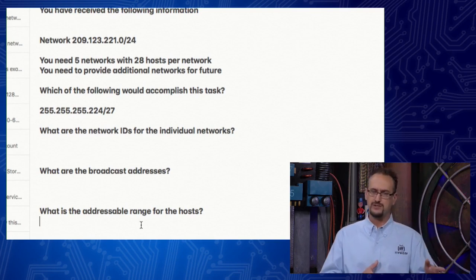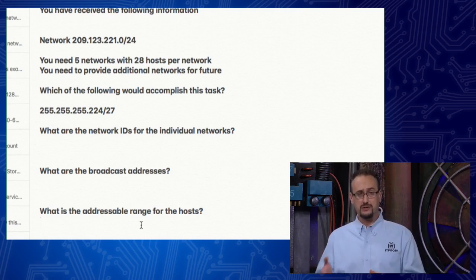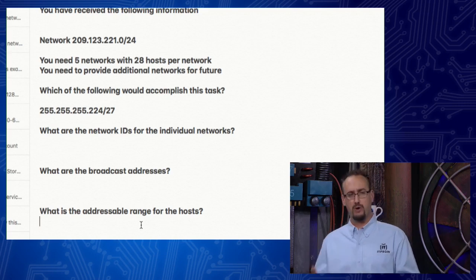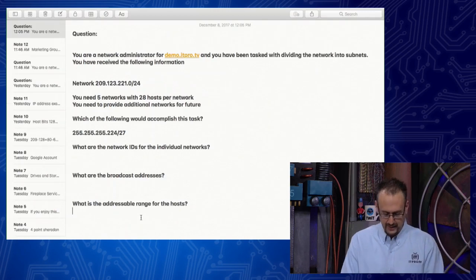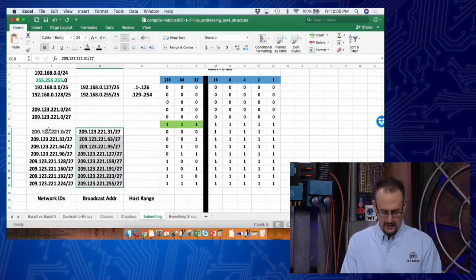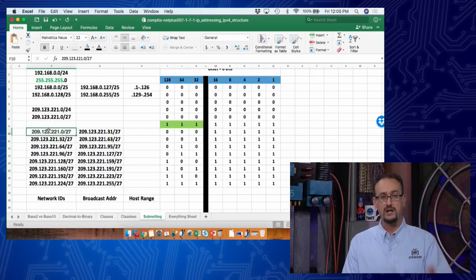Remember, we can't give the first possibility. I don't even want to call it an address because the first possibility is the network ID. The last one is an address, but we still can't give that out because that's a broadcast address. Now we have to figure out what is in between. All right, let's go ahead and do that. Keep in mind that it's kind of simple. +1 on the network IDs, -1 on the broadcast gives you what your addressable range is.